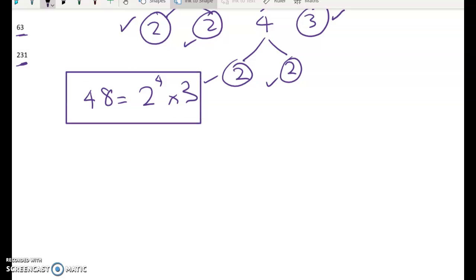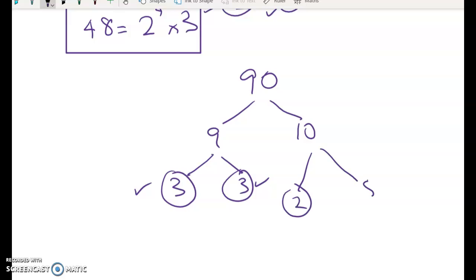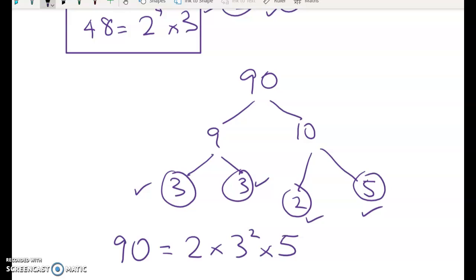Okay, on to 90. So 9 times 10, neither of those is a prime. 9 is 3 times 3, circle tick, 10 is 2 times 5, circle tick, 90 is equal to 2 times 3 squared times 5.